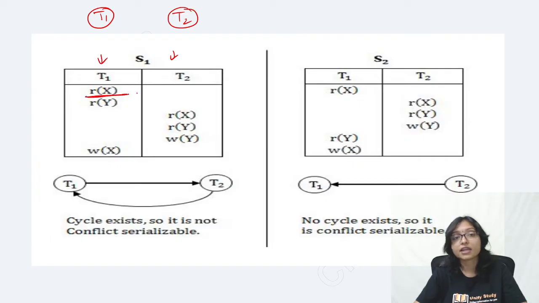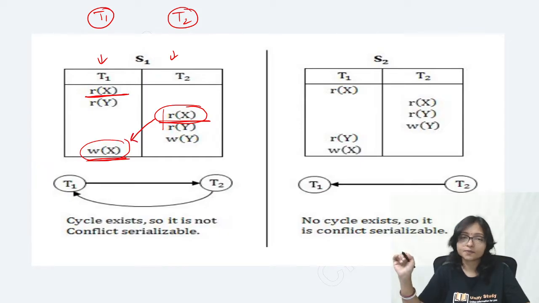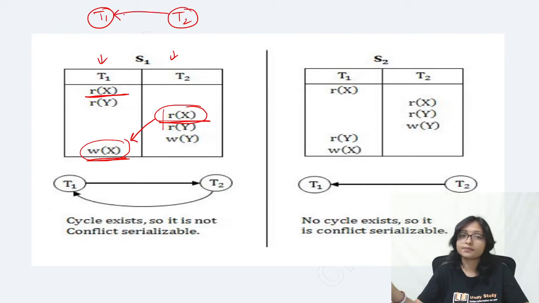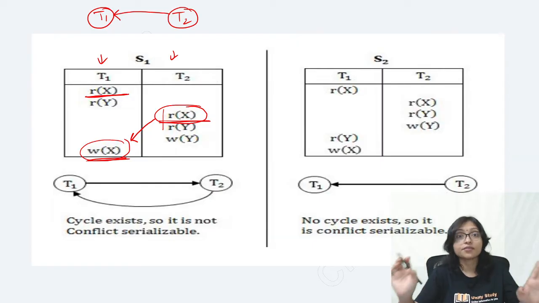Read X is there, you have to find out whether there is any write X. You cannot see any write X here, no problem. Here read X is here. Is there any write X? Here is a write X. So who is doing it first? T2 is reading first, then T1 is writing, which means from T2 to T1 there is a conflict. So you have to draw an arrow from T2 to T1.